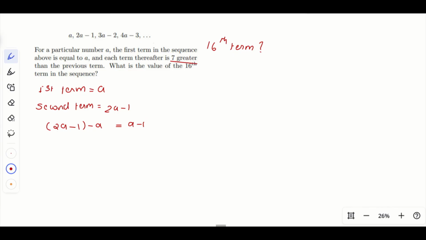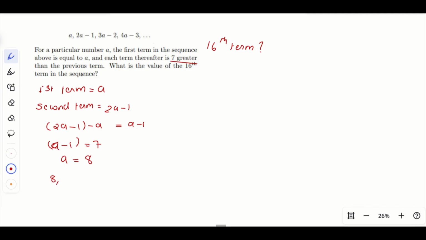They have already mentioned that the common difference is equal to 7, so we have the equation a minus 1 is equal to 7. Solving the equation, a is equal to 7 plus 1, that is 8. So the first term a is equal to 8. Now we can write the sequence by substituting a with 8.